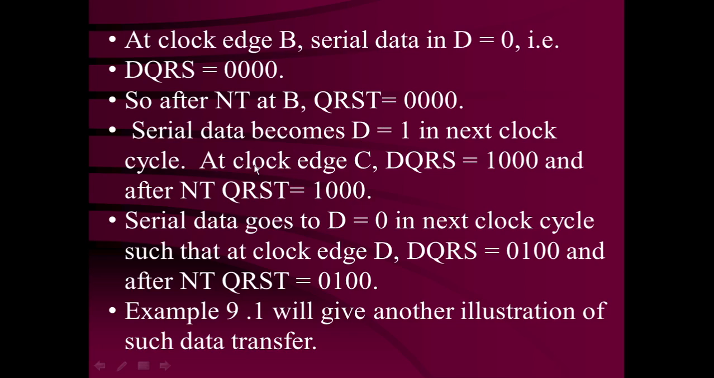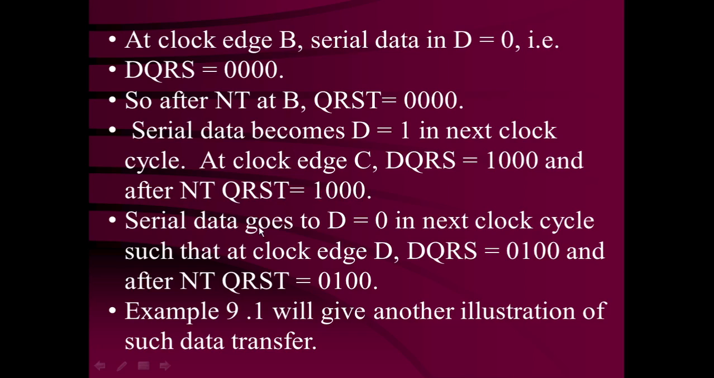In the next clock cycle, at this clock edge C, the data input DQRS is going to be 1000. Data input is present 1 now, prior to the clock edge C. Output of Q is going to be 0, output of R is going to be 0, and output of S is going to be 0. So this data will be loaded at the negative transition at the instant of time C. The output QRST is going to be 1000.